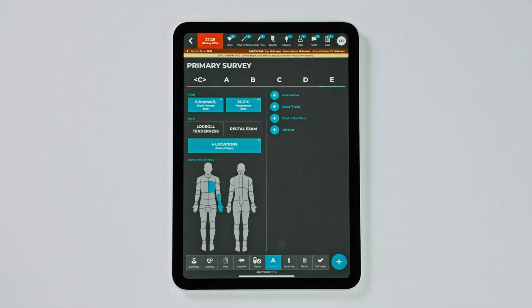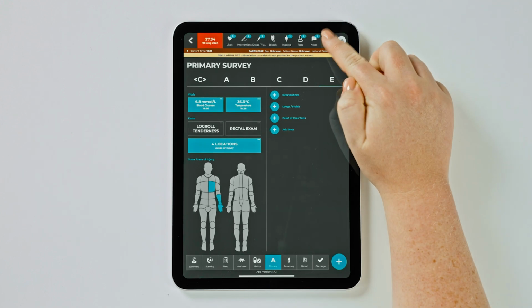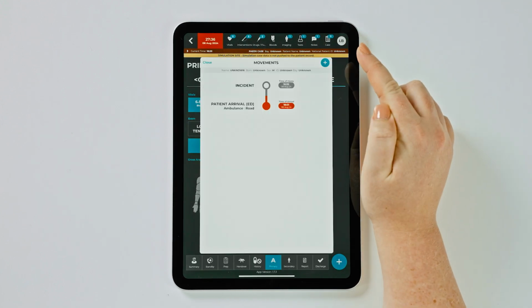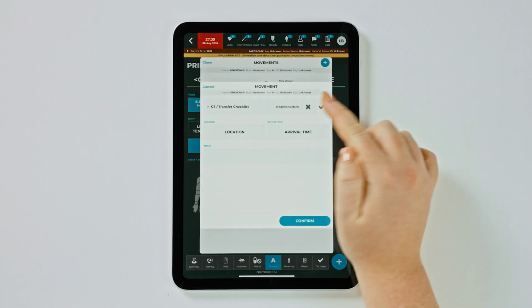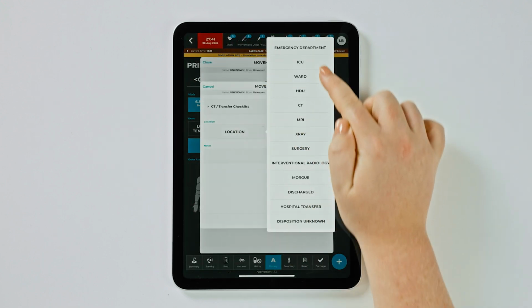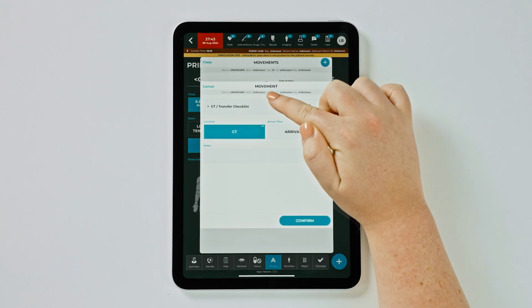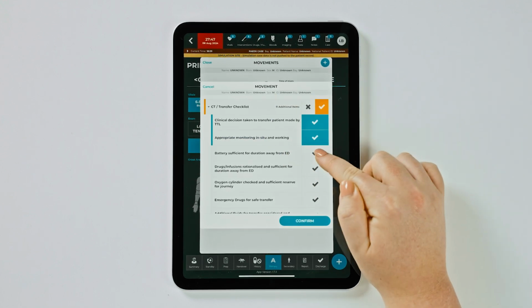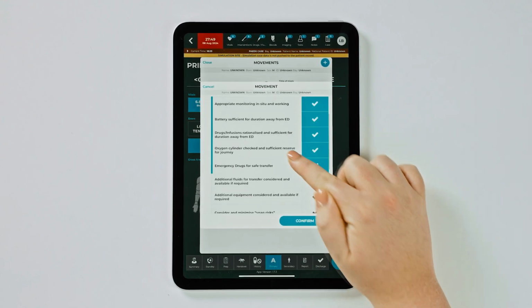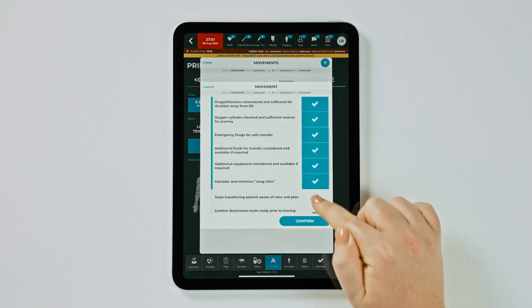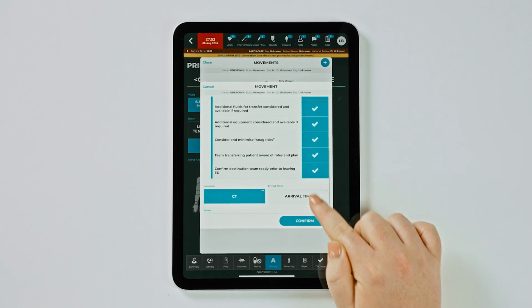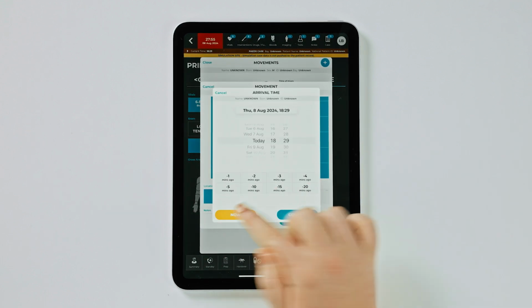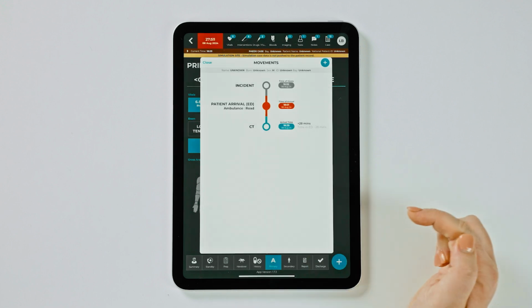Following the completion of the primary survey, the ED consultant decides to take Adam through to CT. So using the movement section of the trauma app, the team move Adam to the location of CT. The ED consultant completes the ED transfer checklist, ensuring that the transfer is safe for everybody involved. And once Adam arrives in CT, the correct time is logged.